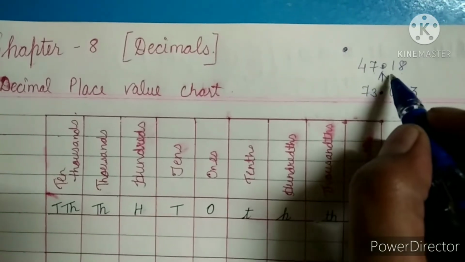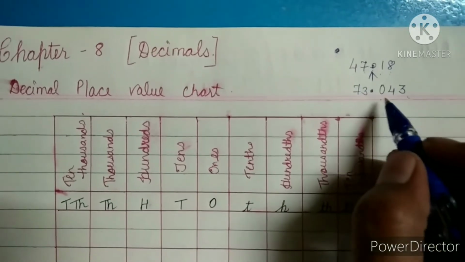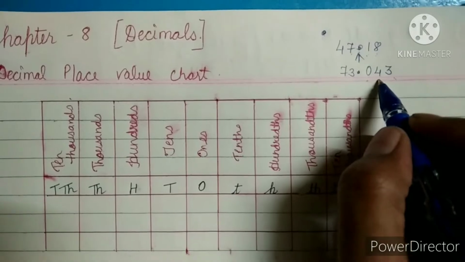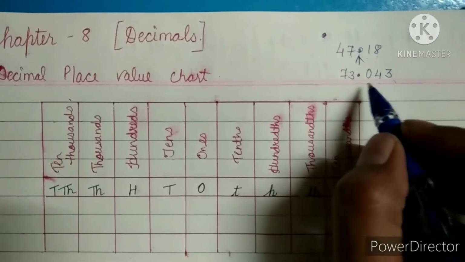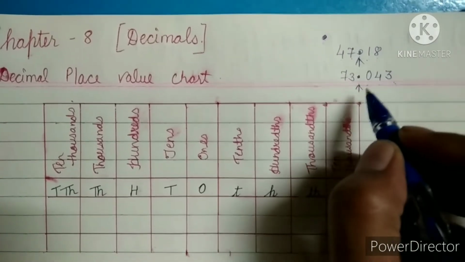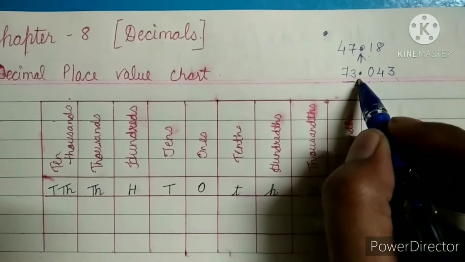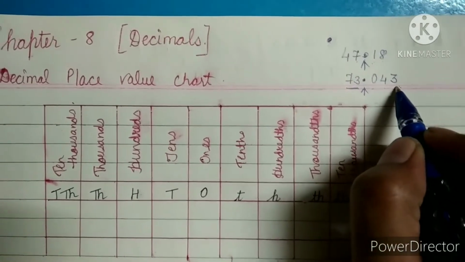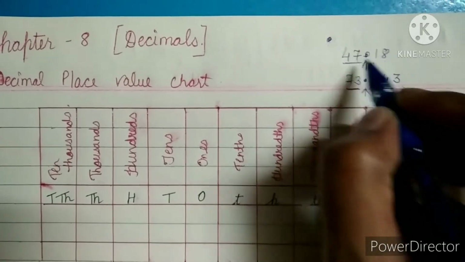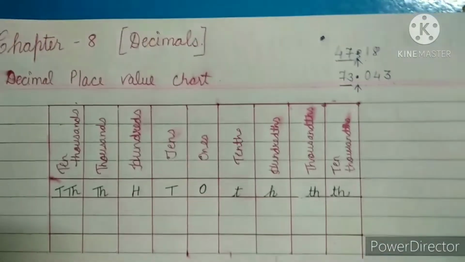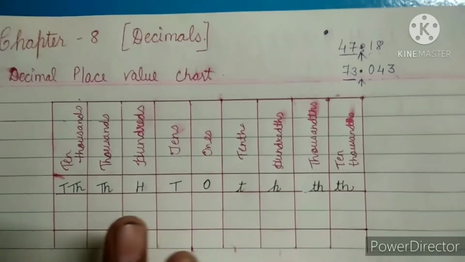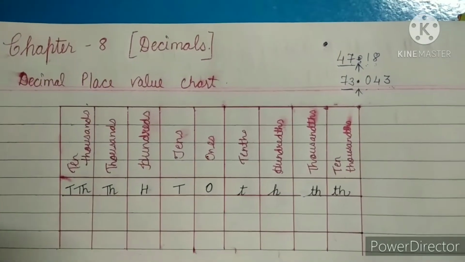Here I called it 18. Here it will be called 043. This is the correct manner of pronouncing decimal numbers. Here 73.043. Here 47.18. Now what is the use of decimals?